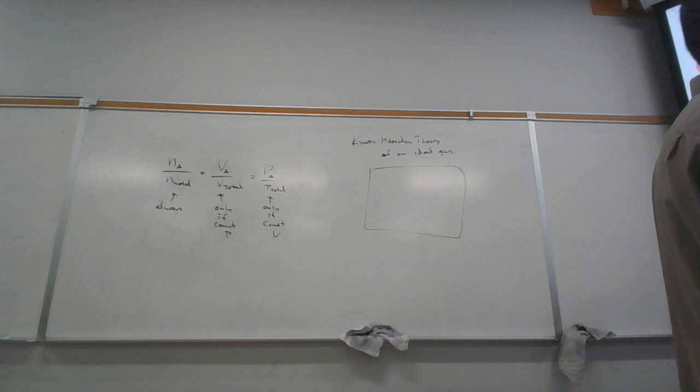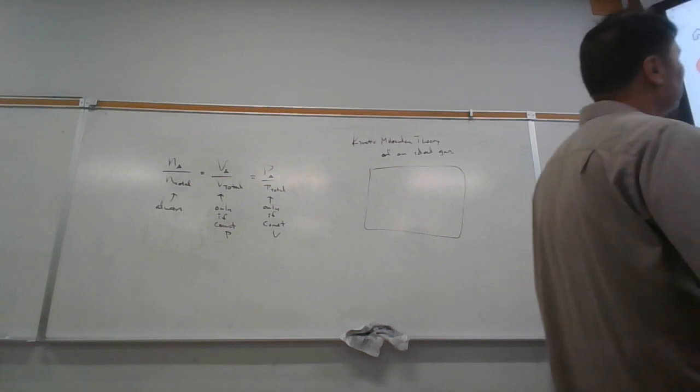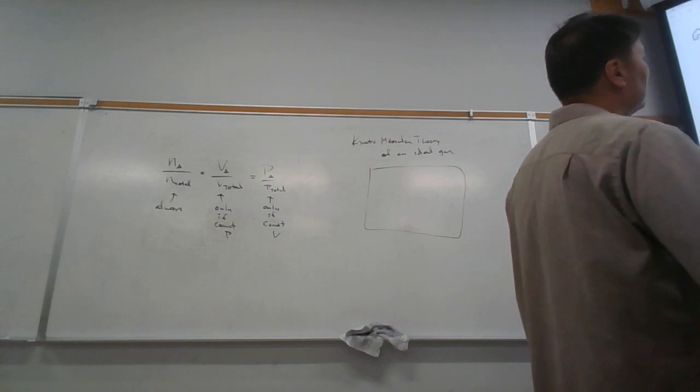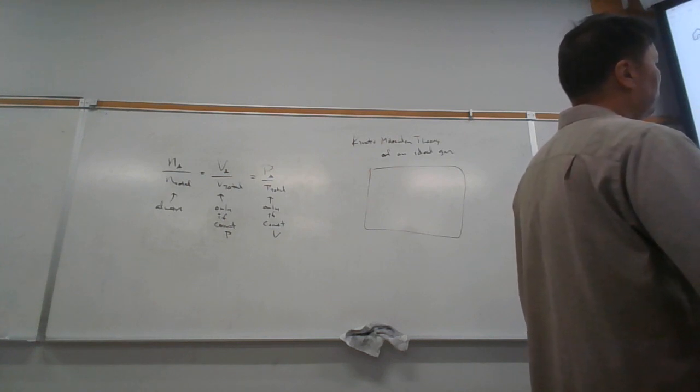And then, do you know how fast CO2 moves? No. About 1,000 miles an hour. Or was it 500? Maybe it was 500 miles an hour. But what we're going to do is, we don't have to guess. We can actually calculate it using the equation from kinetic molecular theory.